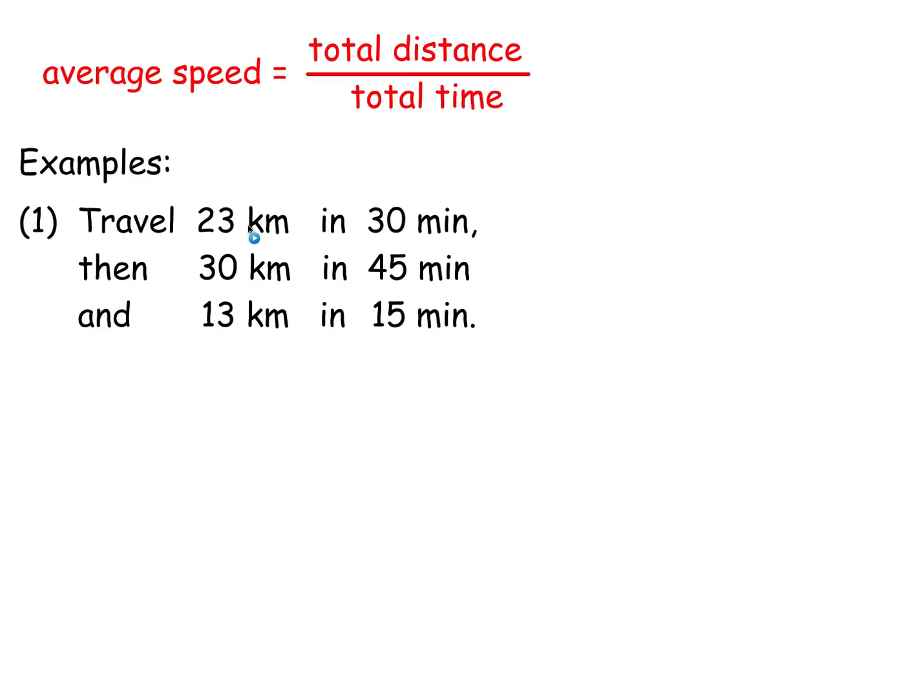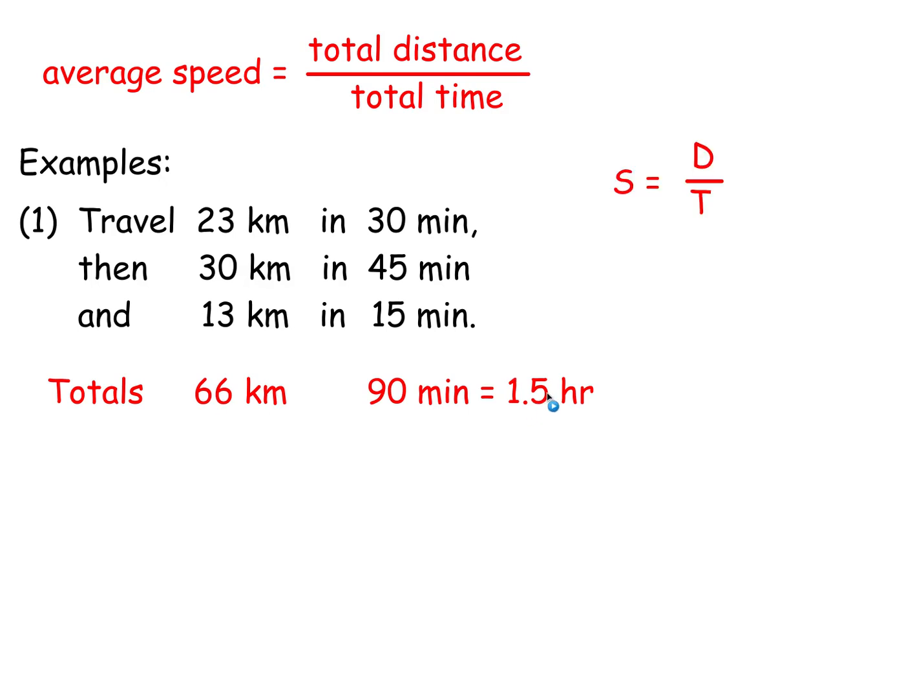So, for example, if you travel 23 kilometres in 30 minutes, and then you travel the next 30 kilometres in 45 minutes, and the next 13 kilometres in 15 minutes, and you want your average speed, you don't work out individual speeds. You simply add up the distance and you add up the time. So you're travelling a total of 66 kilometres in a total of 90 minutes. That's an hour and a half, 1.5 hours. And use the total distance you travelled and the total time you took to work out the average speed.